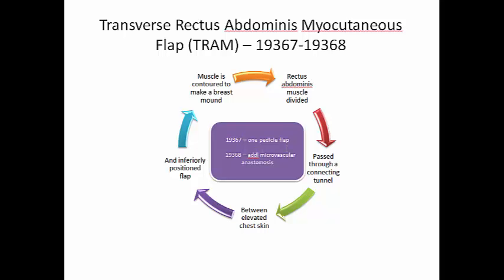Now, if one pedicle flap is done, CPT code 19367 is coded. If an additional microvascular anastomosis is performed, then CPT code 19368 is coded for that. And that is for connecting blood vessels that are provided.